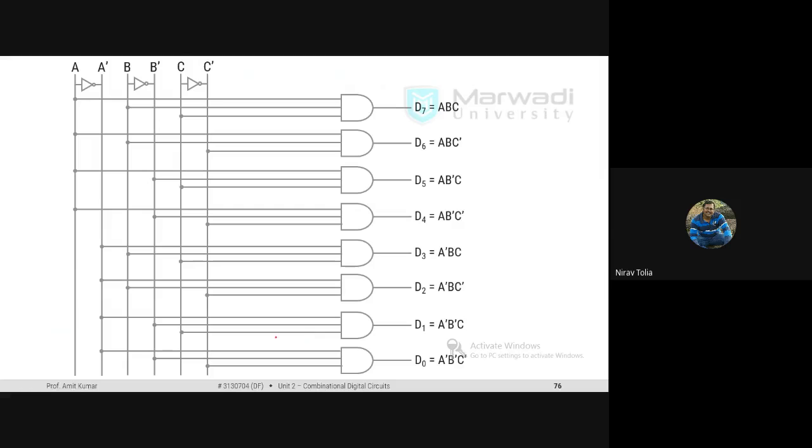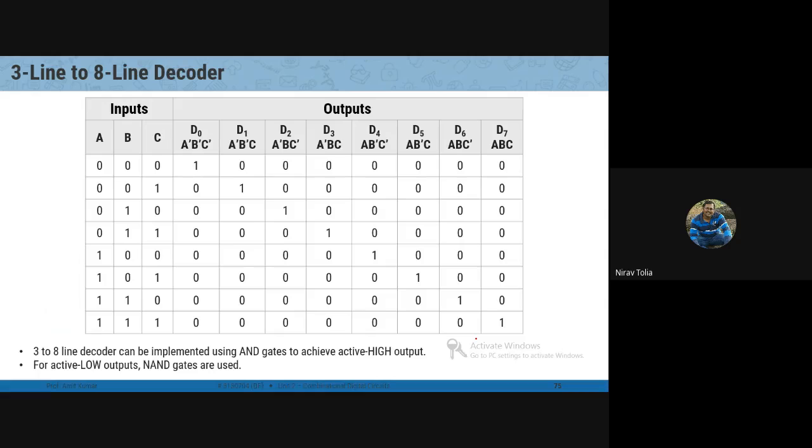If you remember the truth table, the output equation of D0 is A bar, B bar, C bar. From the equation you can see, for 0, 0, 0, only my output D0 is activated. For D0, the output is 1 only one time, and at that moment my input is 0, 0, 0. Here we have to focus on the SOP form. So 0 means bar, 1 means as it is. So here the equation is A bar, B bar, C bar.